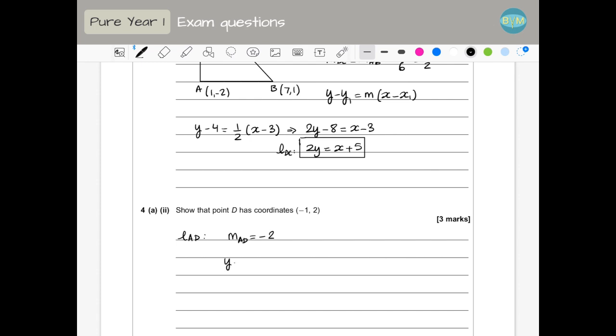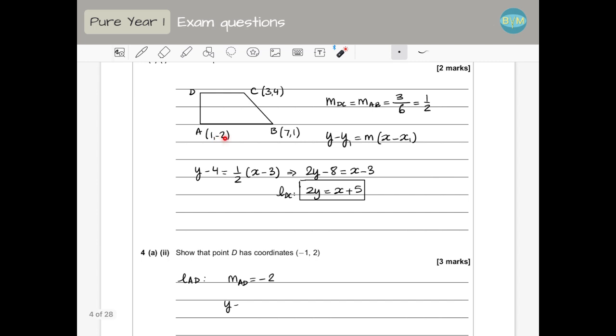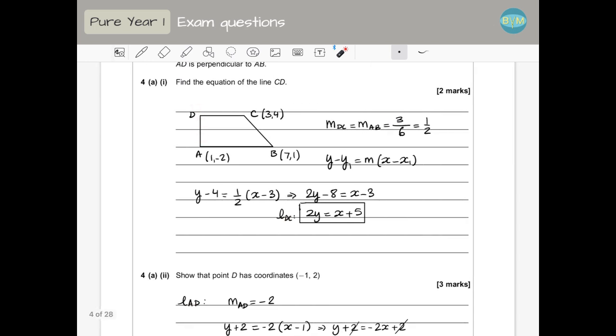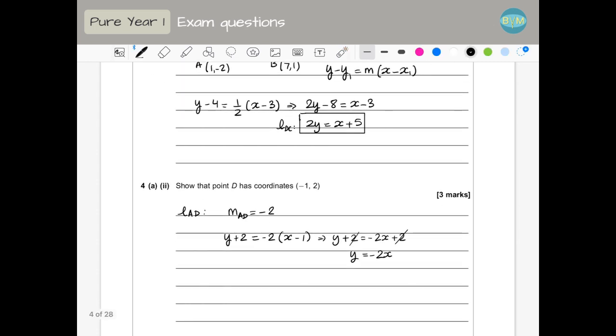The line is y minus the y of the point. We are going to use this point, so y minus minus 2, plus 2, is the gradient brackets x minus the x of the point. Expanding the brackets, I have minus 2x plus 2. We can cancel the 2s, and we have y is minus 2x. If I do the intersection of AD with DC, we will get point D.